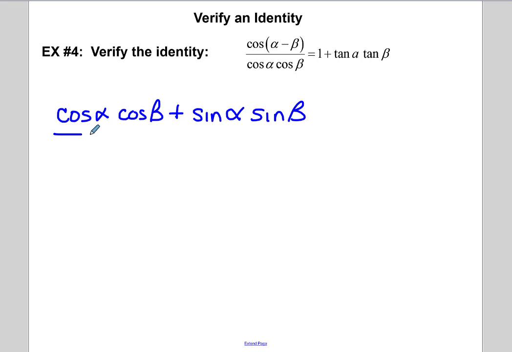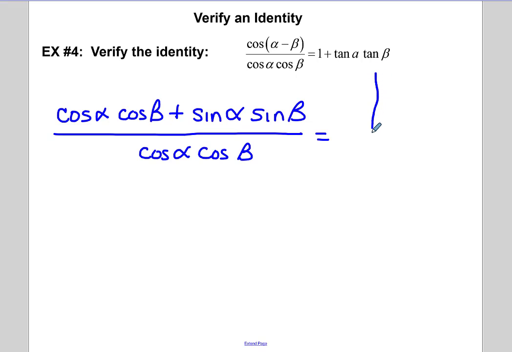And we have cosine alpha, cosine beta for a denominator. And just to save time, I'm going to say we're trying to get that left side over here, okay? So let's see where that goes.